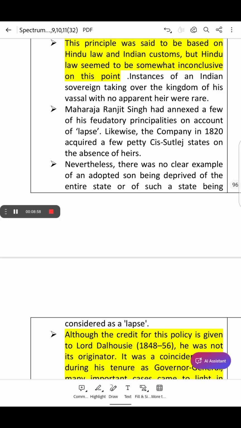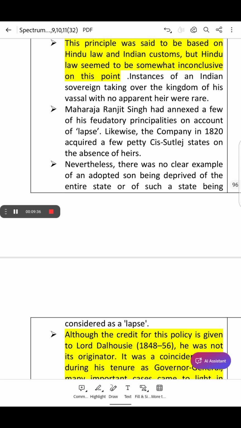The British had the final decision on whether to allow the adopted son to rule or to take over the state. The policy was introduced by Lord Dalhousie, the Governor General of India, from 1848 to 1856. The states annexed under this policy without any war were Satara, Sambalpur, Jhansi, Nagpur, and Awadh.